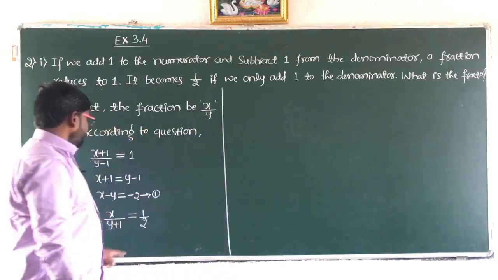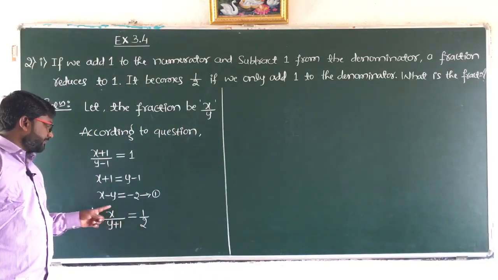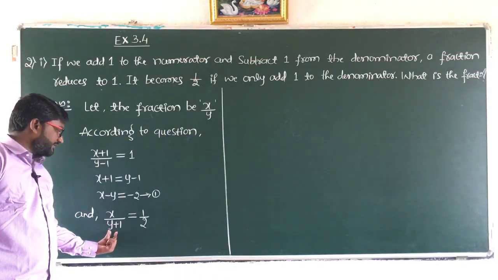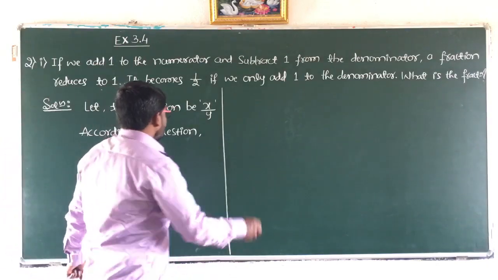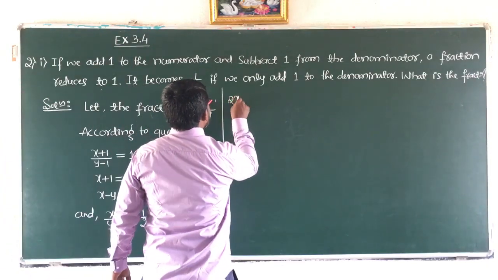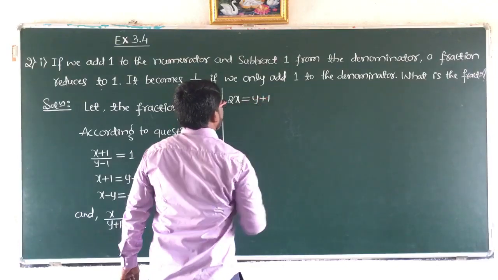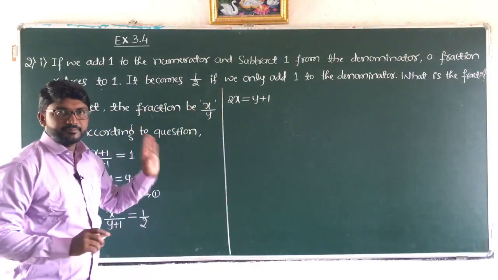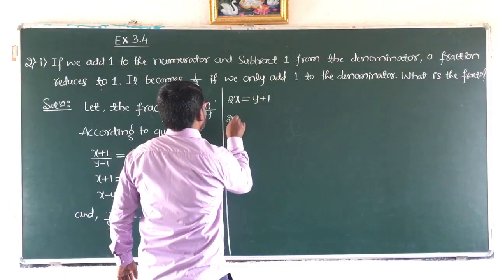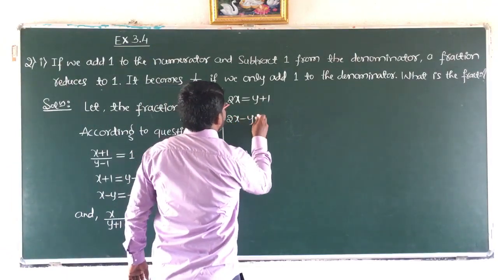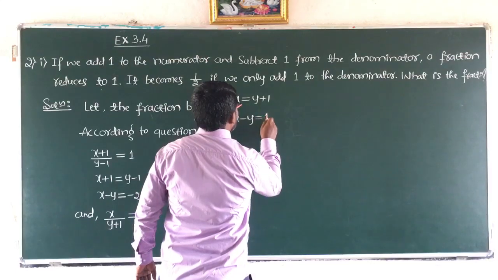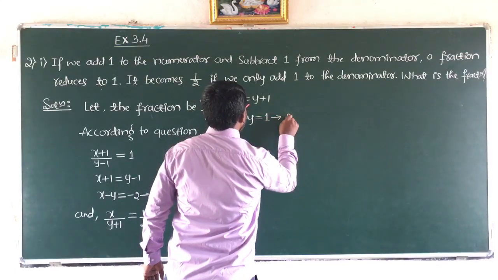Now take 2 to the LHS, it will be multiplied with x, and y plus 1 to the RHS, it will be multiplied with 1. So, 2x is equal to y plus 1. Now, take y to the LHS, it becomes minus y. 2x minus y is equal to 1. Call this equation number 2.